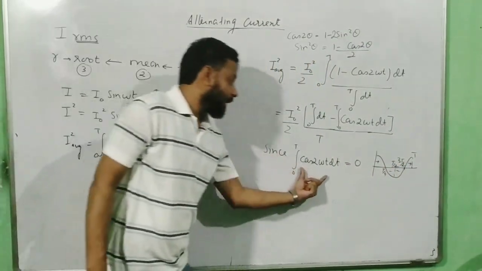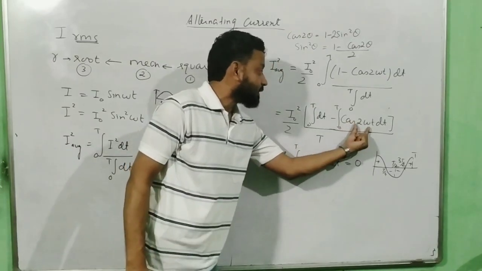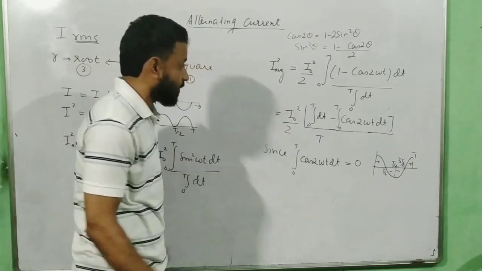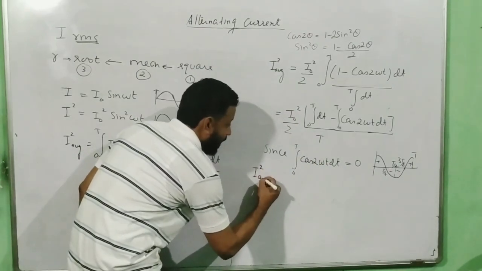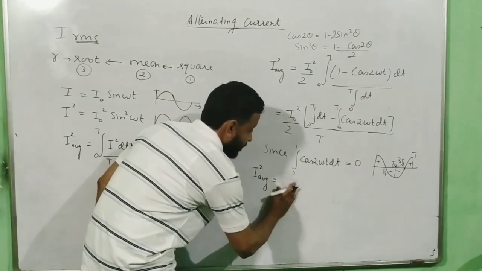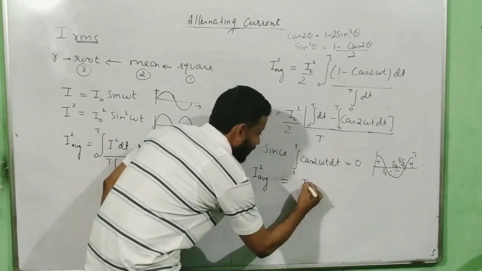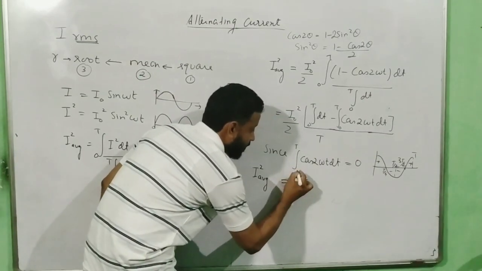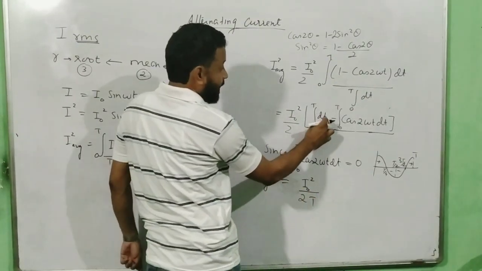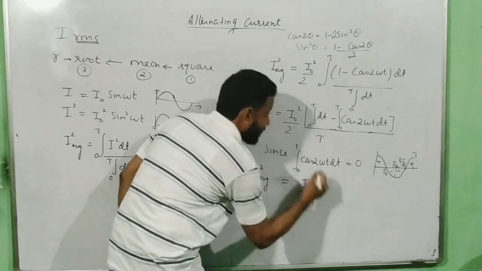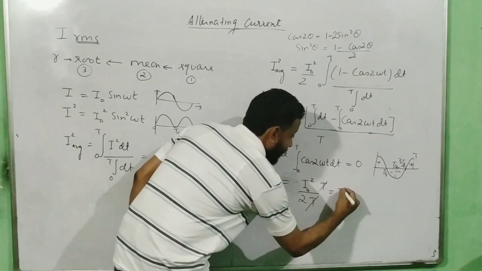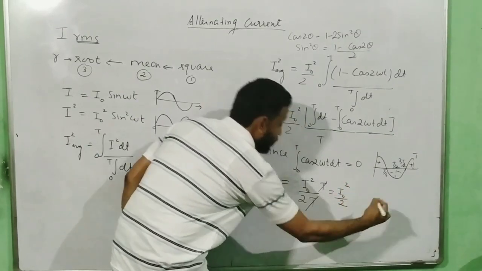So you can just right away use this. This term over a full cycle will become 0, so only the first term survives. So what will I have? I square average will be equal to I naught square by 2T, and then the integral from 0 to T of dt is also T. This T will get cancelled out. So what will you get? You will get I naught square by 2.